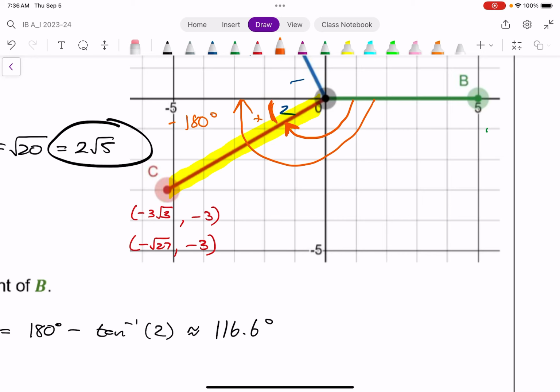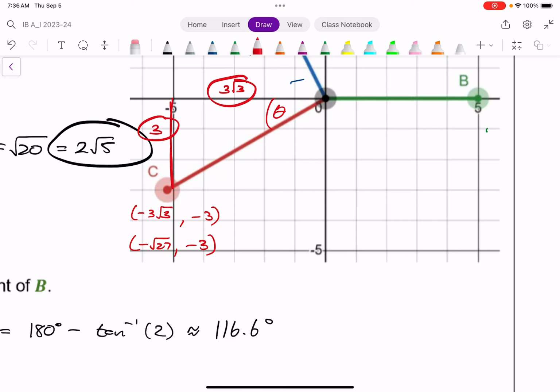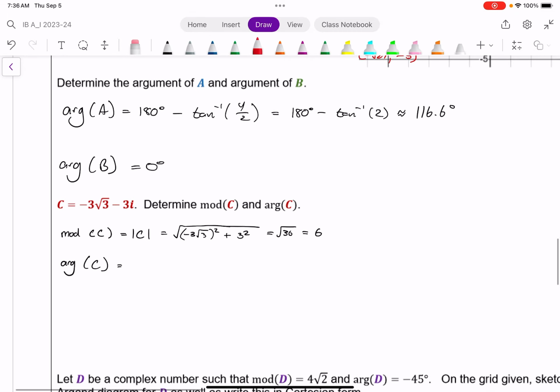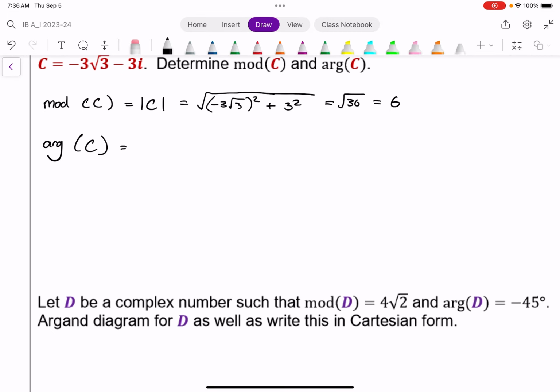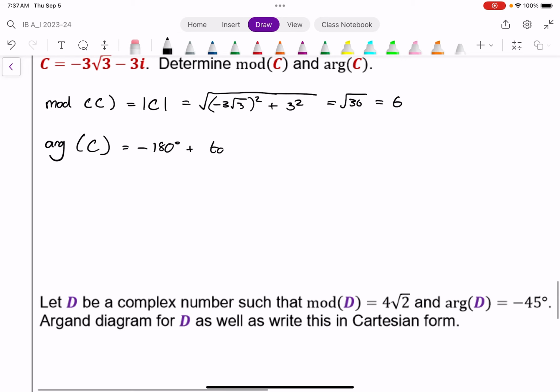So again, I want to find that reference angle, which I can figure out using some basic trigonometry. In this case, if I look at this triangle, I'll draw it up here this time. It's all kind of the same thing. I have a height of 3 and a horizontal distance of 3 root 3. So if I want to find this angle here, it would be the inverse tan of 3 divided by 3 root 3. So it's going to be negative 180 degrees plus the inverse tan of 3 over 3 root 3.